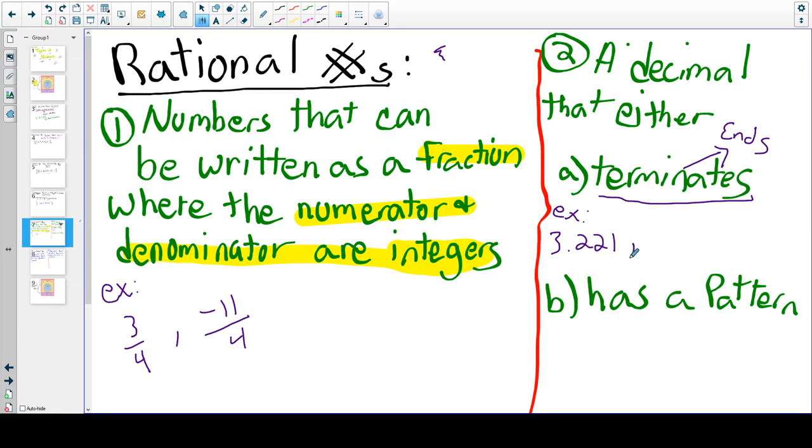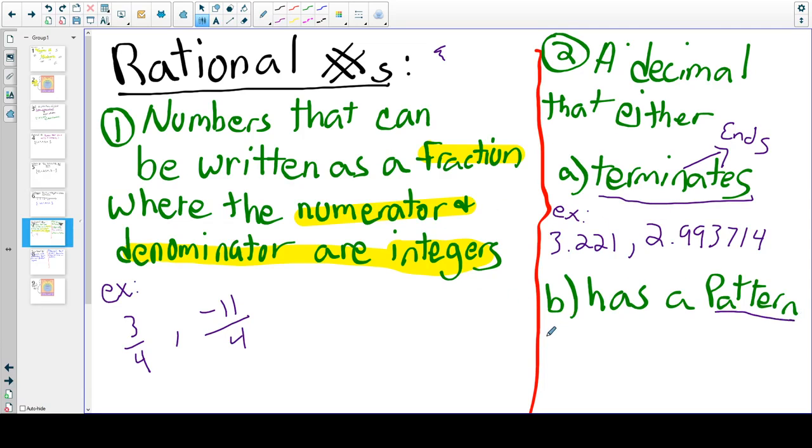How about another example? How about if we do 2.9937114. Okay, so it's not a fraction, so it's a decimal. Does it terminate? Yeah, it ends. I didn't put a dot dot dot at the end. So because it ends, it must be rational. This is the last one. If it's a decimal, it either is going to terminate or it's going to have a pattern.